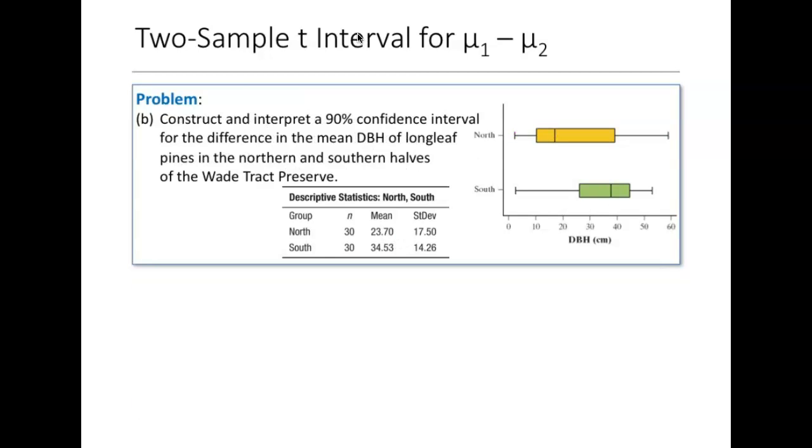All right, so what I want to do is construct and interpret a 90% confidence interval for the difference in the mean DBH of longleaf pines in northern and southern halves of the Wade Tract Preserve. So what we'll do is mu n minus mu s. So true mean difference in DBH. And that's, once again, north minus south.